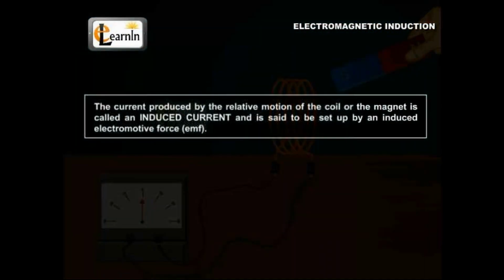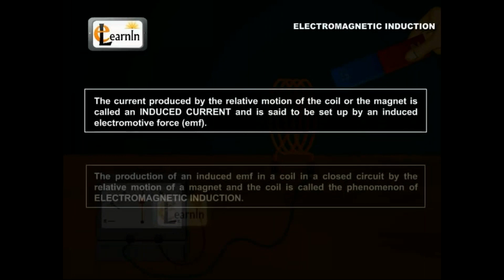The current produced by a relative motion of the coil or the magnet is called an induced current and is said to be set up by an induced electromotive force, EMF. So here, in one condition the coil is in relative motion, and in the second condition the magnet is in relative motion. So one should be stationary and one should be in motion. Then only the induced EMF will be happening here.